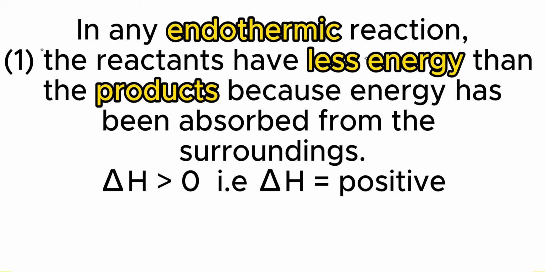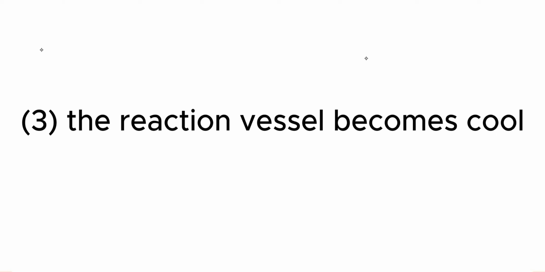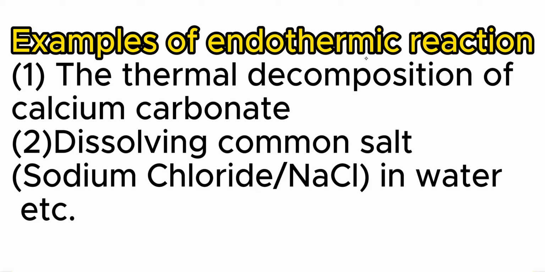In any endothermic reaction, number one, the reactants have less energy than the products because energy has been absorbed from the surroundings, so change in enthalpy is positive. Number two, the bonds broken in the reactants are stronger than the bonds formed in the products. Number three, the reaction vessel becomes cool. Examples of endothermic reaction. Number one, the thermal decomposition of calcium carbonate. Number two, dissolving common salts, sodium chloride in water. It can even be ammonium chloride, and so on.